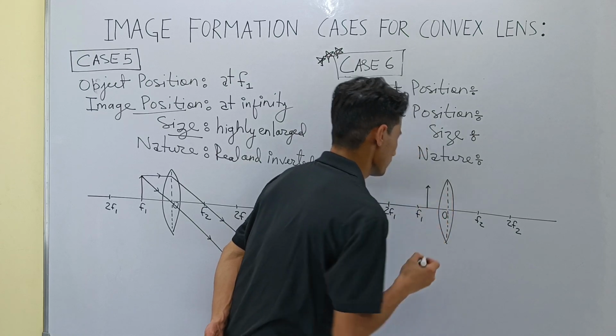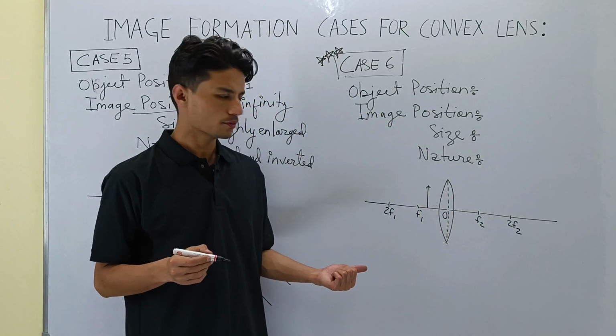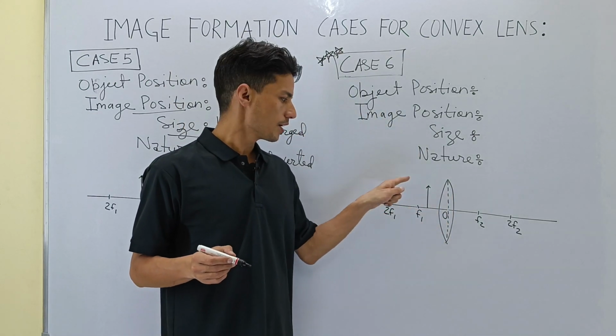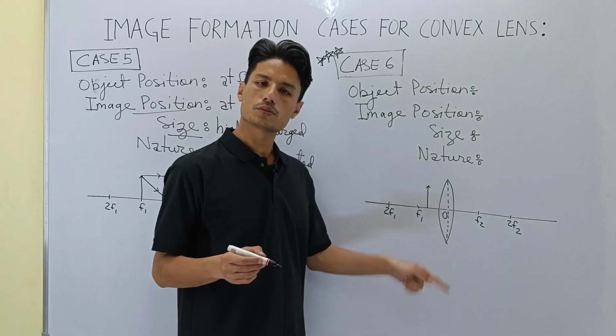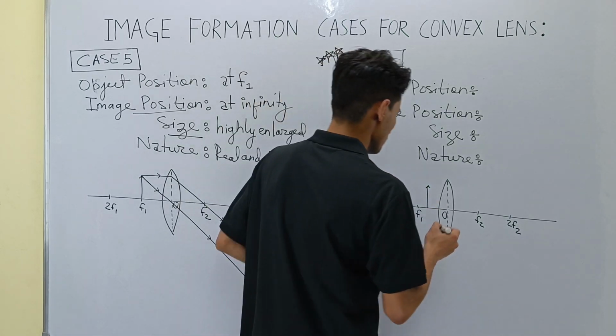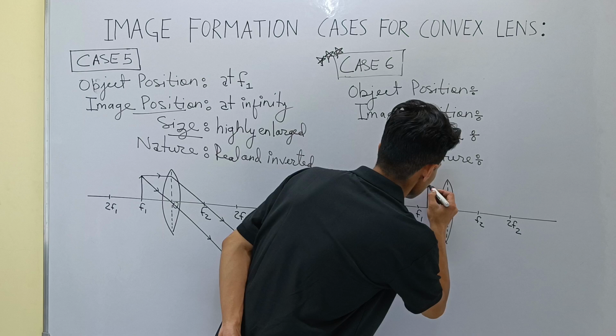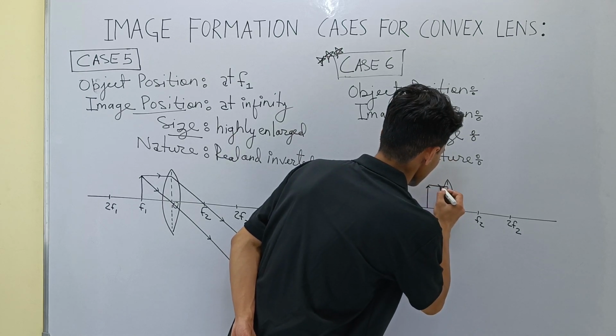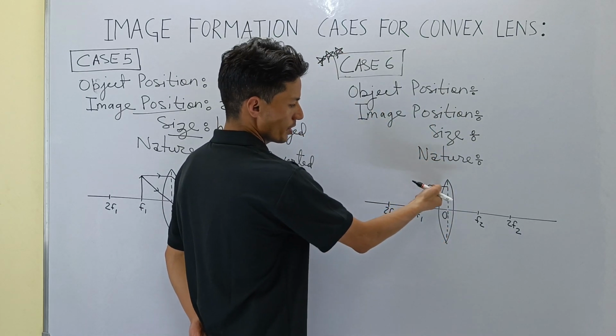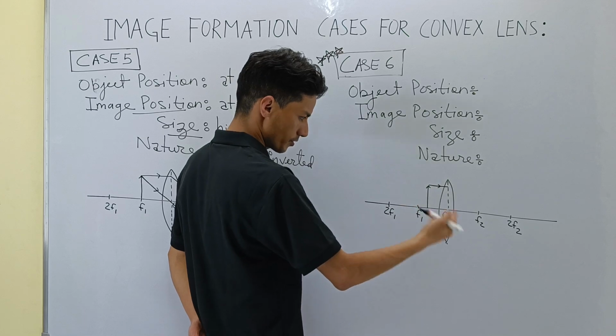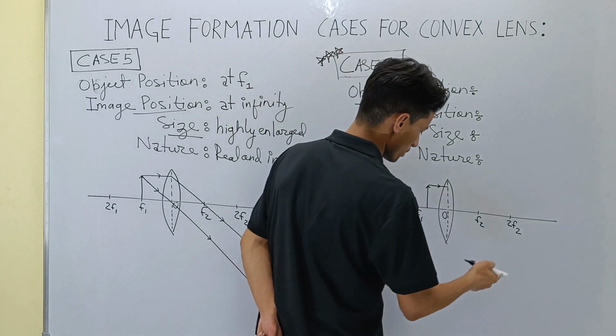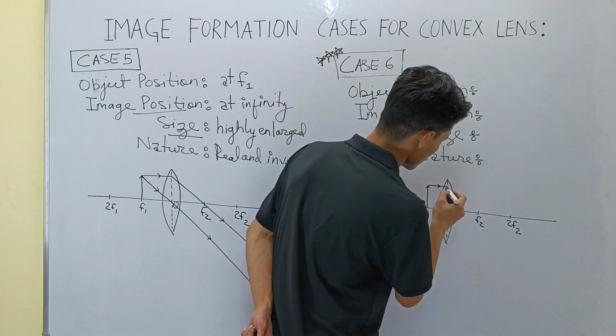So let's say this is the object. Again we'll be using our all-time favorite rule 1 and rule 3. So rule 1, like this. Incident ray traveling parallel to the principal axis, after refraction it will pass through the focus. So it will pass through the focus now.